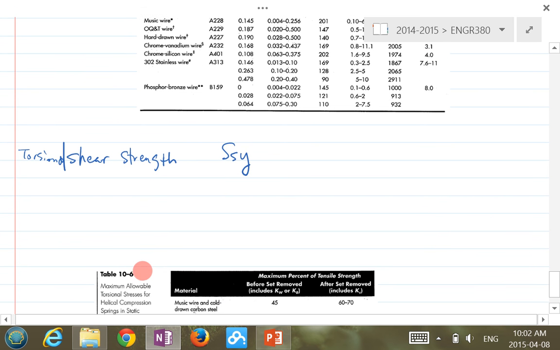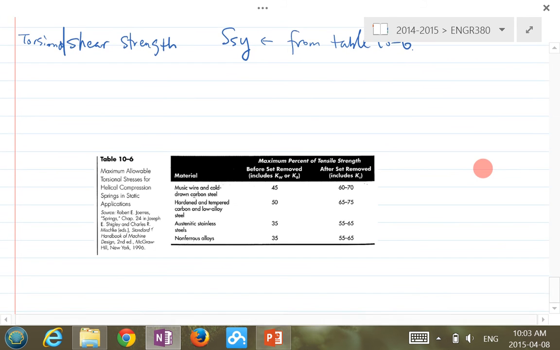You find this Ssy from table 10-6. There are two columns, so be careful which column you pick. The first column says before set removed, and the other one is after set removed. The first column here lists different materials. So what does it mean by before set removed and after set removed?